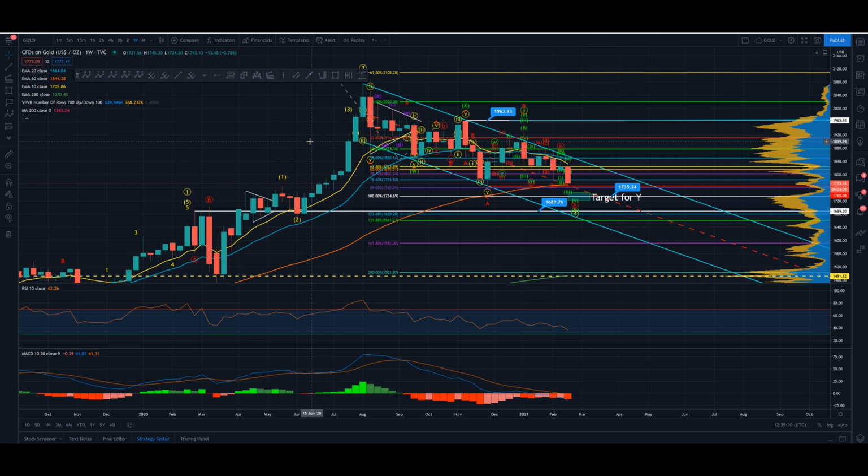And sometimes the best thing you can do is take a break from something, come back, look at it with fresh eyes, and that's what I've been doing the last few days. I've reconstructed the count during this big correction we've been going through in gold, and I'm much happier with how it's constructed now. So I want to present that to you in this video.